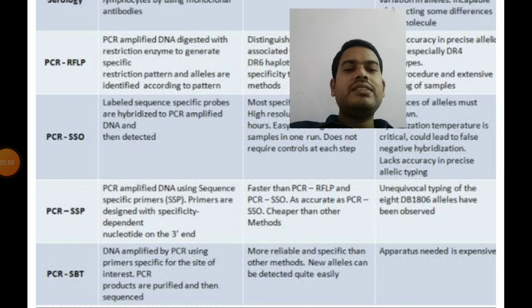So the best method is PCR SBT, sequence based typing. In sequence based typing, DNA is amplified by PCR using specific primers for the site of interest. Whatever site you need, for example, if you find that an allele is particularly involved in a specific organ, like DRB1*08 is involved in kidney transplantation, you can specifically amplify that region only using this PCR SBT, sequence based typing.